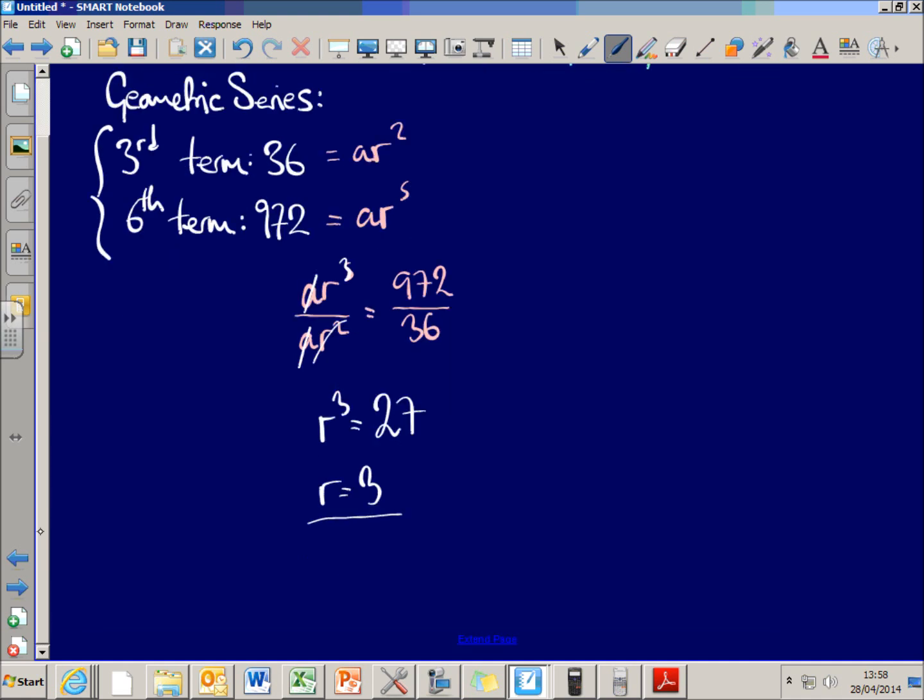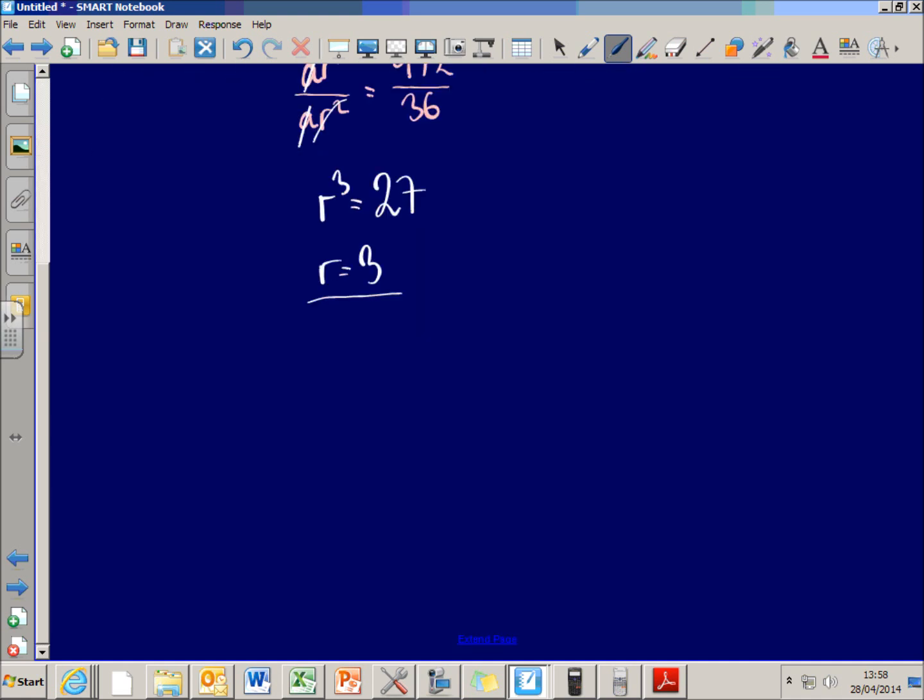How do I find out what a is? That's the next question. How do I find out what the first term is? Someone talk me through that? Yeah, well, we actually know that ar squared equals 36. So it must be that a times 3 squared, which is 9. So 9a must be 36. So that must mean that a is 4. So the first term is 4. Okay, everyone happy with that?